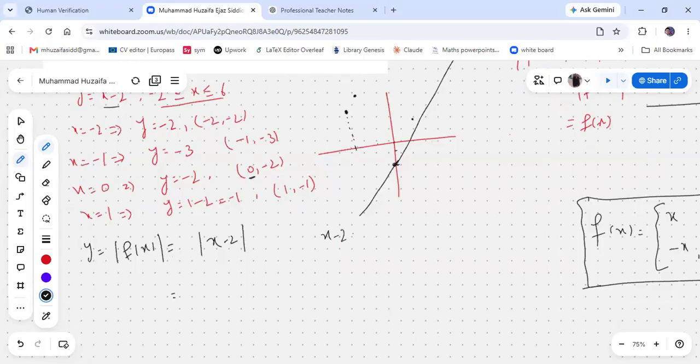Let x minus 2 be equal to 0. So x is equal to what? x is equal to 2.